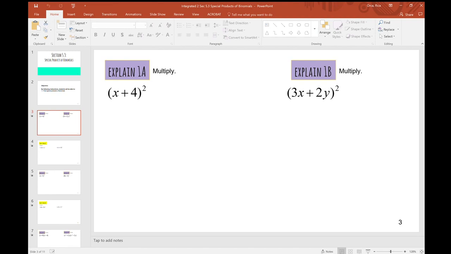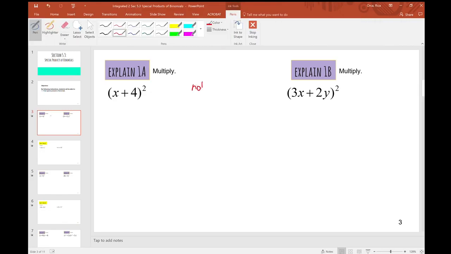Before we multiply, let's go ahead and review something you might have learned in 9th grade. Note, we know that a squared is equivalent to a times a, which means that (x + 4) squared is (x + 4) times (x + 4). Let's go ahead and use the box method to solve this problem.